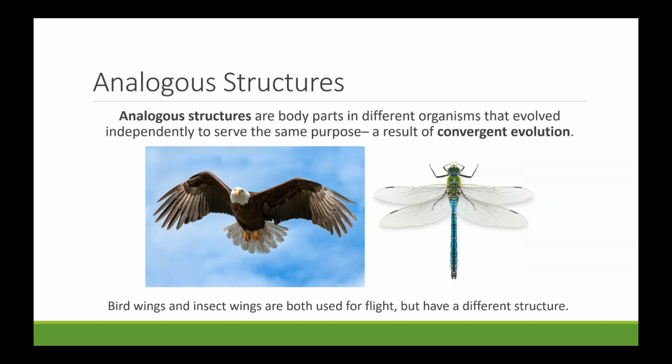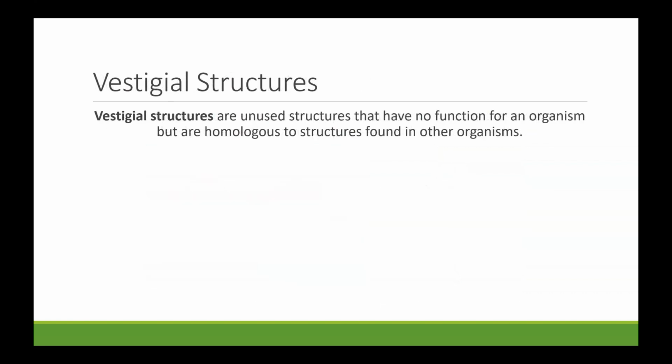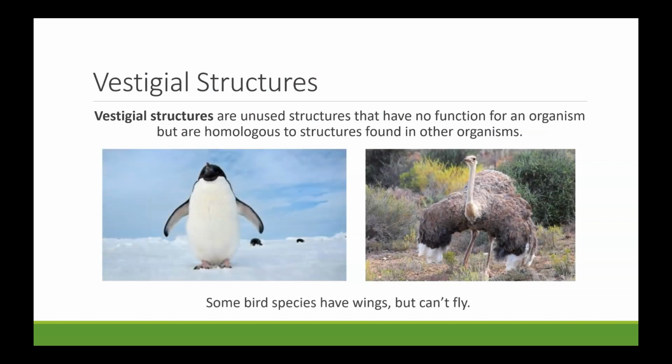There are also certain types of homologous structures that are called vestigial structures. Vestigial structures are unused structures that have no function for an organism, but they're clearly homologous to structures found in other organisms. For example, some species of birds have wings, but they can't fly. Why have wings then? Why not have arms or something more useful? It's because they didn't have a choice. Their ancestors passed down the genes for wings, so that's what they got, even though those wings are obsolete now.